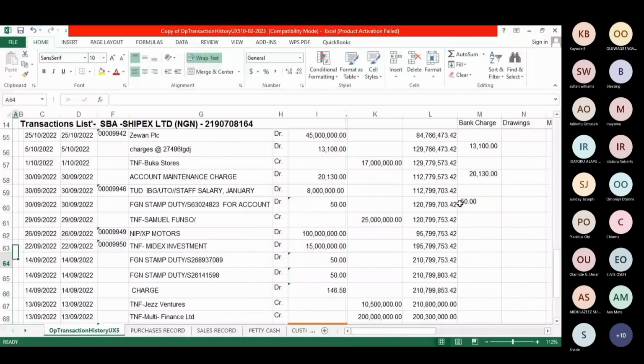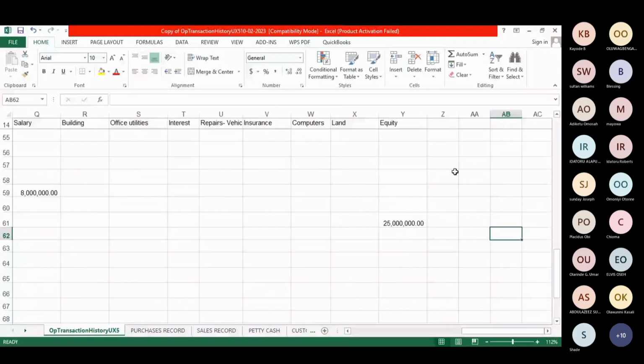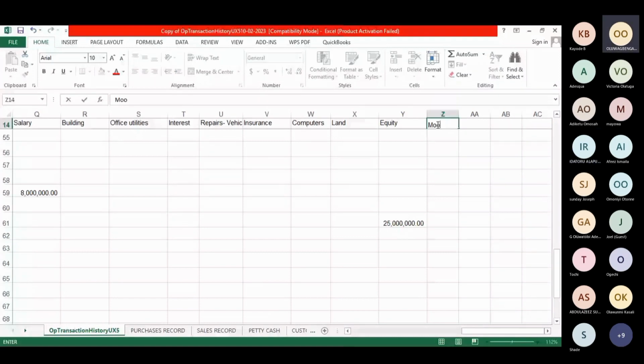SP Motors, 100 million. So when I asked the CEO, they told me they purchased various trucks for the distribution of the company's products. So I'll come here, motor vehicle. Motor vehicle. 100 million.